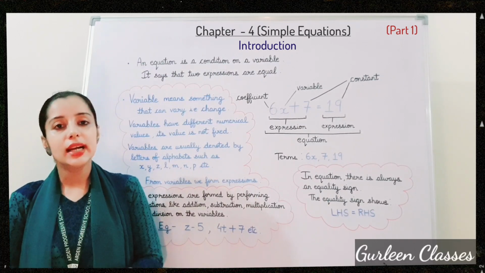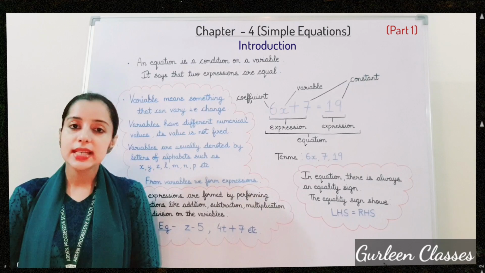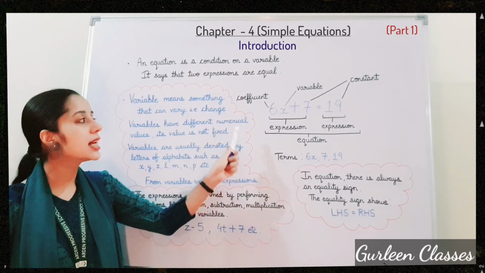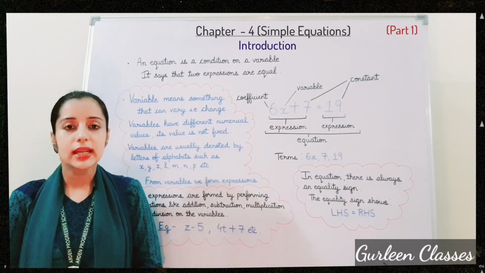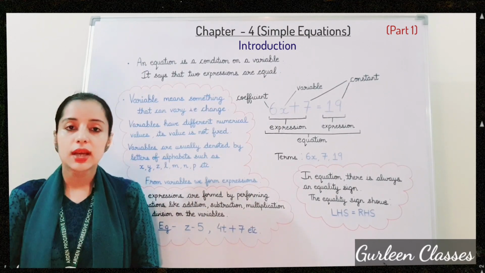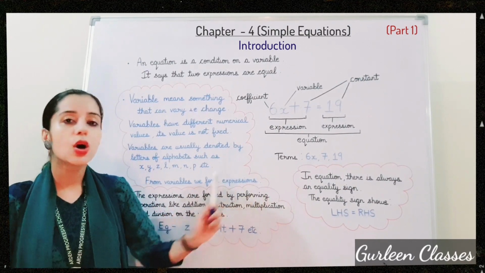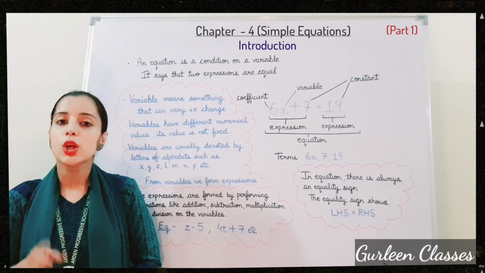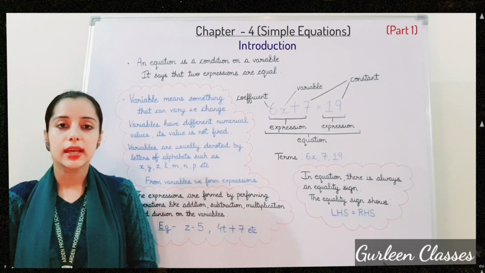An equation is a condition on a variable. It says that two expressions are equal. Example, 6x plus 7 is equal to 19. This whole is an equation. In an equation, there is always an equality sign. आप जब भी कोई इक्वेशन लिखते हैं, you will put an equal to sign.